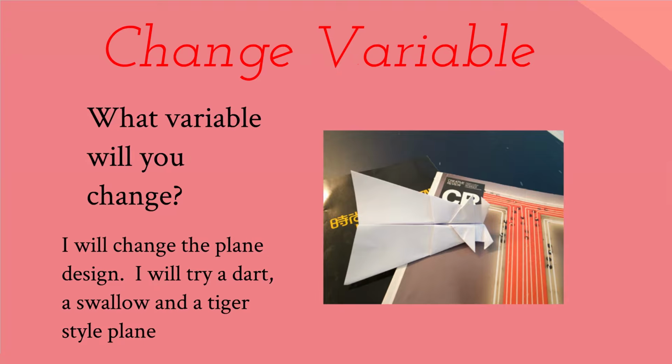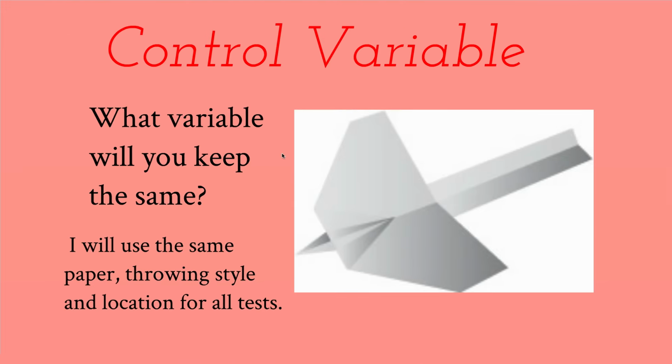And then last, we have what are called control variables. You may or may not have control variables in your activity, but the idea behind a control variable is that we want to keep everything the same except for the one thing that we're going to change.